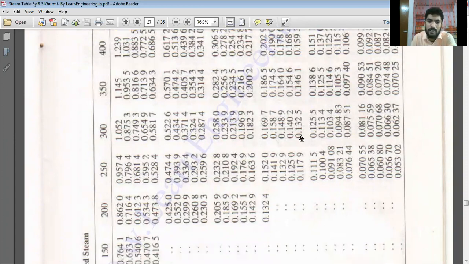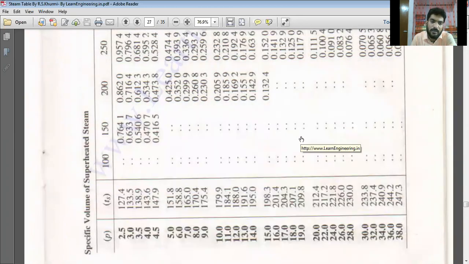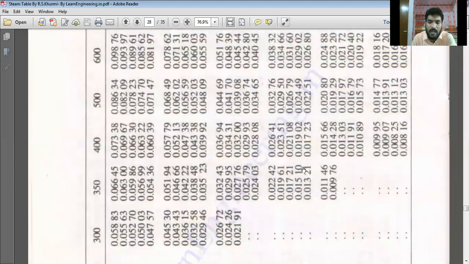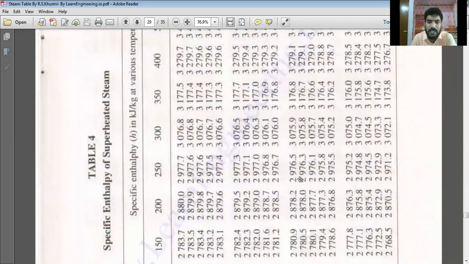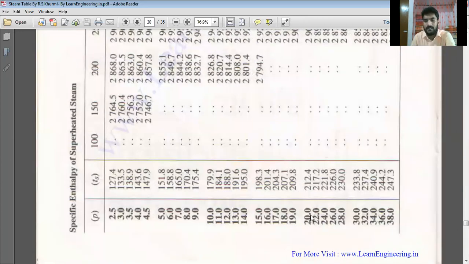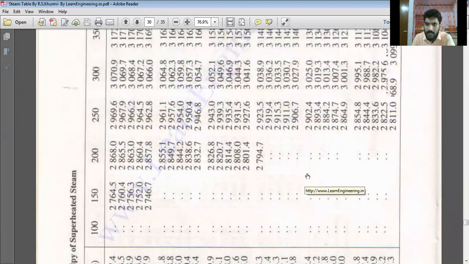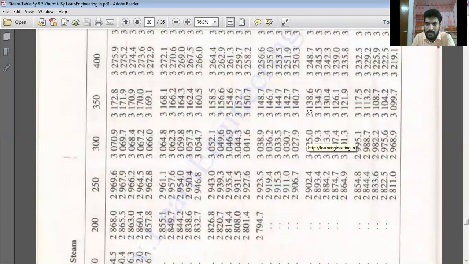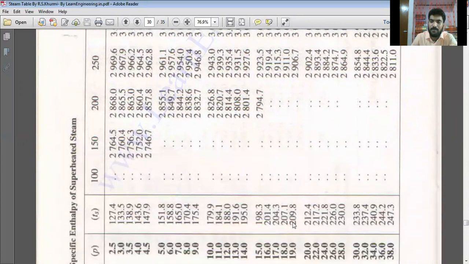Now I collect that specific volumes. Then similarly, I want to collect the specific enthalpies. This is the specific enthalpy in the superheated steam table at 20 bar pressure. So I want that value between 350 to 400. So around that value is 3138.6, at 360 degrees and 20 bar pressure.